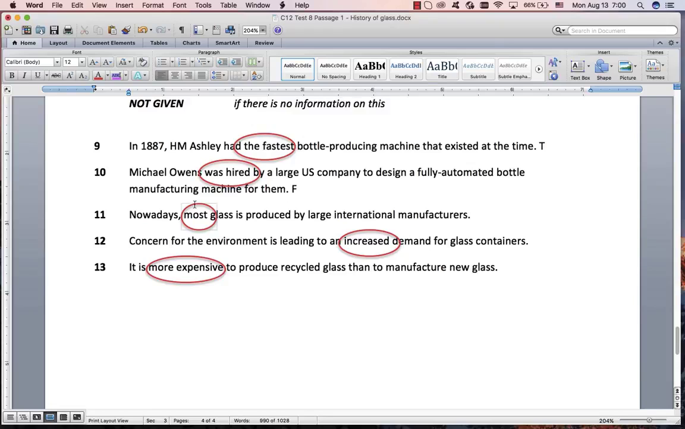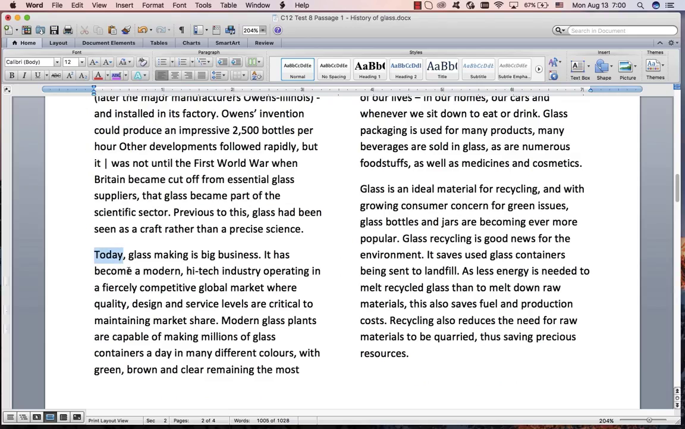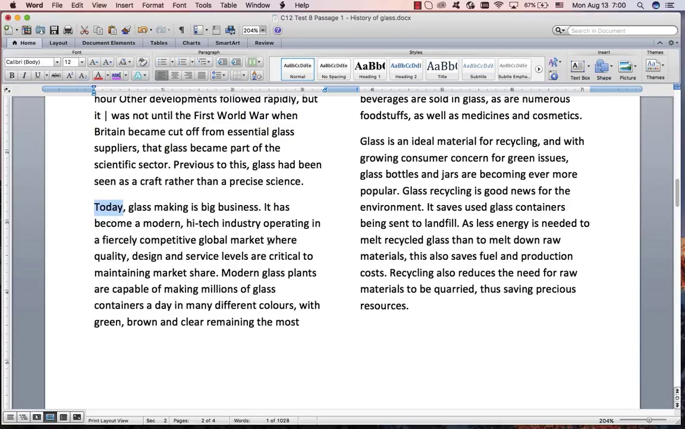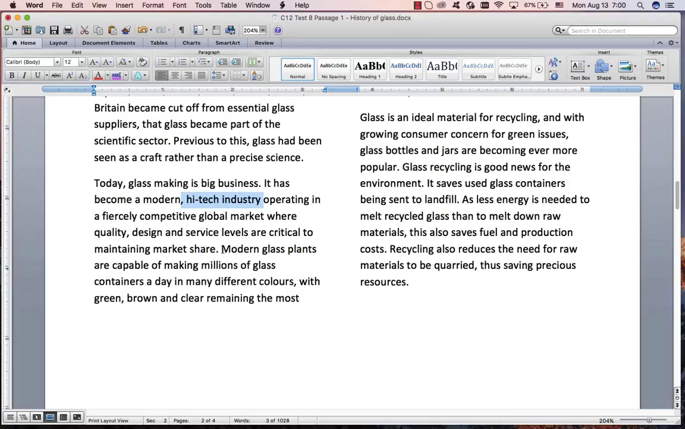Right. Now, IELTS loves this. I've seen this kind of question so often. Most compared to many. Please find that. That's very important. Most glass is produced by these international companies. There is the nowadays, very important. Where's the international companies? Maybe there. But what IELTS is actually testing here is in this sentence. The modern glass plants is the big international companies, and that is what they're testing.